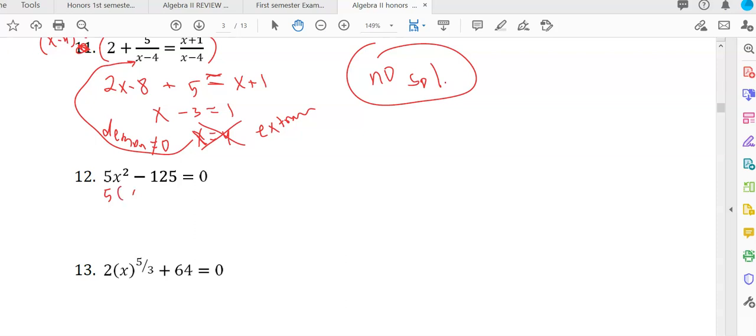Let's take out the GCF. That should make our life easier. x squared minus 25. Oh, this is easier. So much easier. Difference of squares. So our solution is x equals -5 and x equals 5. Two solutions.